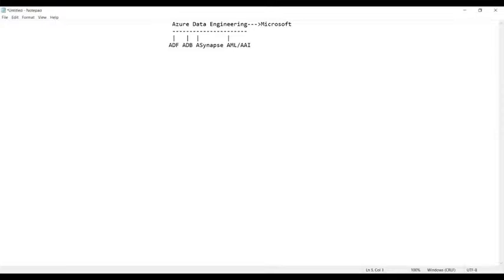Now let us see what exactly these services do. Let us start with ADF. Under this Azure data engineering, we have ADF as a service. ADF stands for Azure Data Factory. Guys, you must interact with me, that's better.